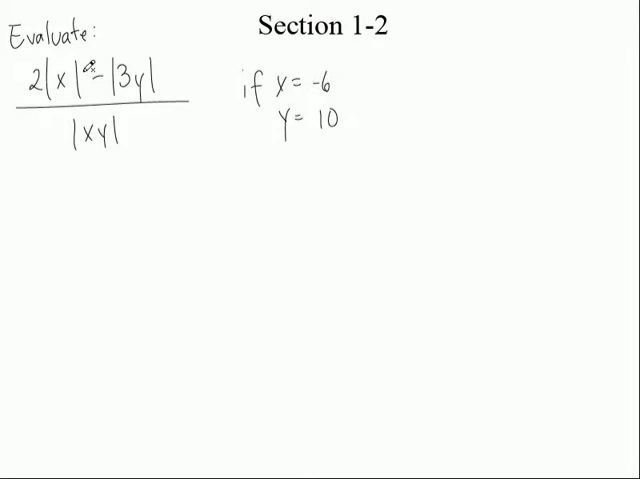All right, here it is. I've got 2 times the absolute value of x minus the absolute value of 3y, and that whole thing is over the absolute value of xy. Basically, it's just plug and chug, isn't it? Just plug some stuff in. Let's see what we got. Now watch. Don't try to do stuff in your head, though.